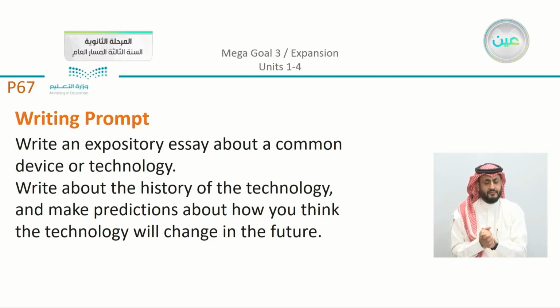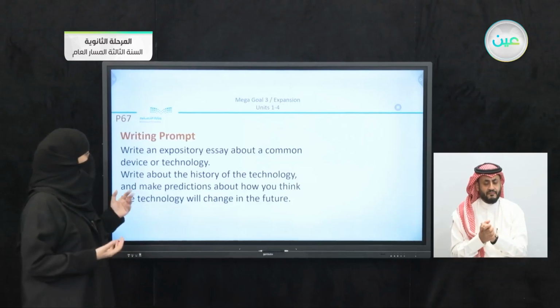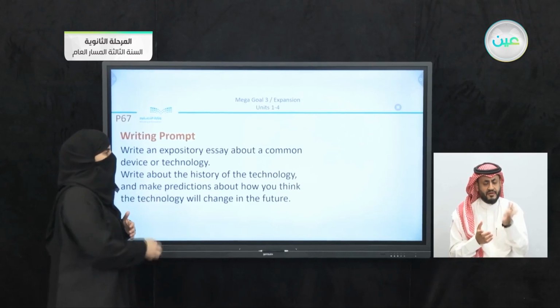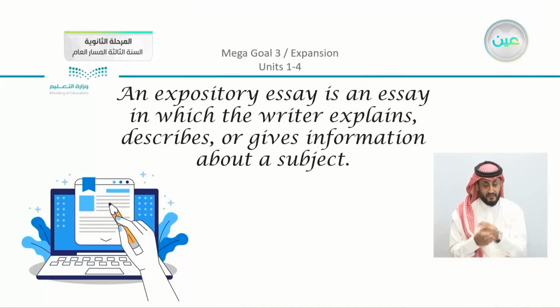Write about the history of the technology and make predictions about how you think the technology will change in the future. So you are going to choose, first of all, a common type of technology here or a device, and you are going to write about it. So just to make sure that you are on track, an expository essay is an essay in which the writer explains, describes, or gives information about a subject.